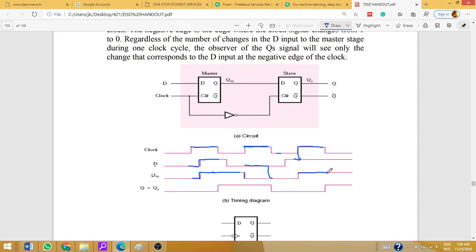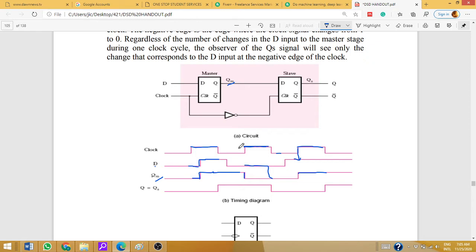Okay, so what we can say is this first one is the master, whose output is QM. It is a simple D latch, following D if the clock is at high level. Whenever the clock is high, it will follow D. QM will follow D when the high level is there. Okay, I think this is clear.